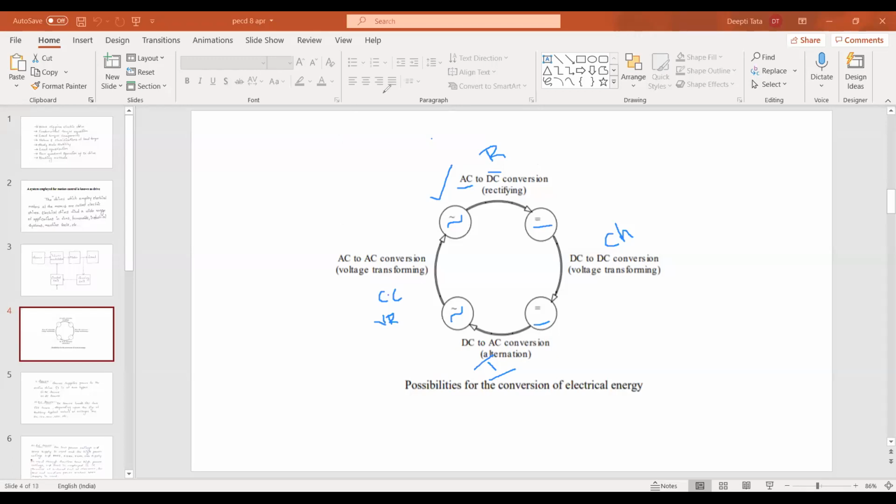Is it okay? I will remove all the things. Just wait. Just wait for a second. I will erase all these annotations.